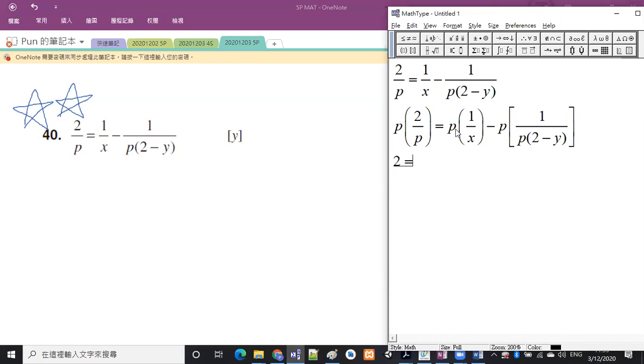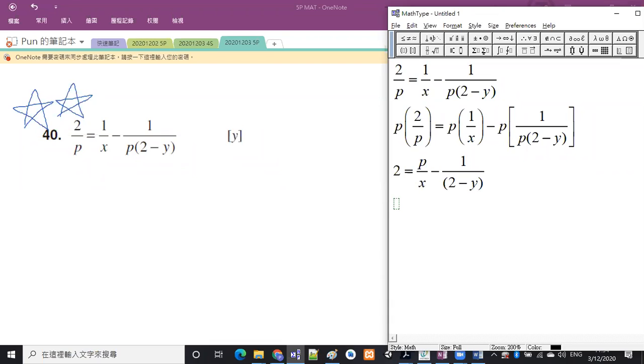But for the second term, if there is no more common factor to be cancelled, then this p, the number multiplying to fraction, will be multiplied to the top part of the fraction. So that will be p over x. Okay? And then minus, and then this p and this p times 2 minus y. The p and p can also be cancelled. Okay? Cancelling common factor. What's remaining is on the top is 1, and then on the bottom is 2 minus y, or you may give it a bracket. Okay?